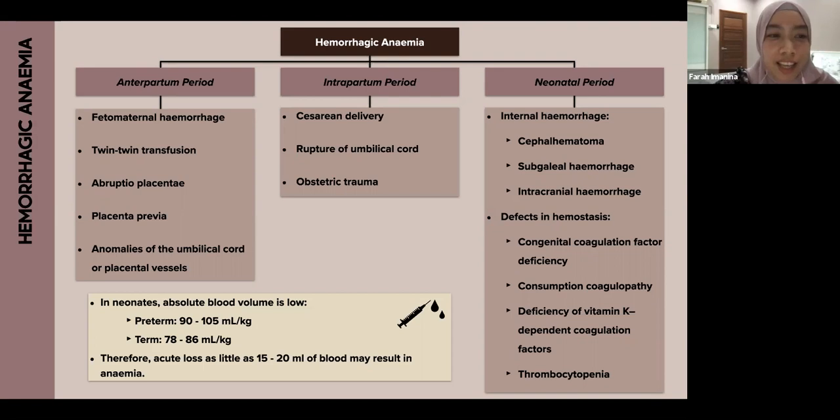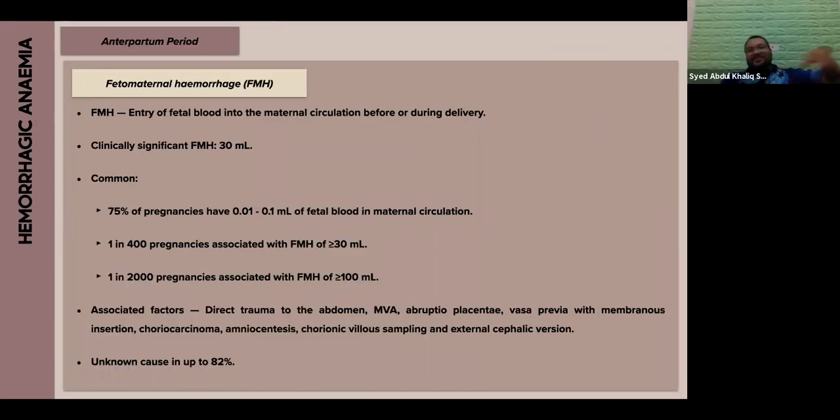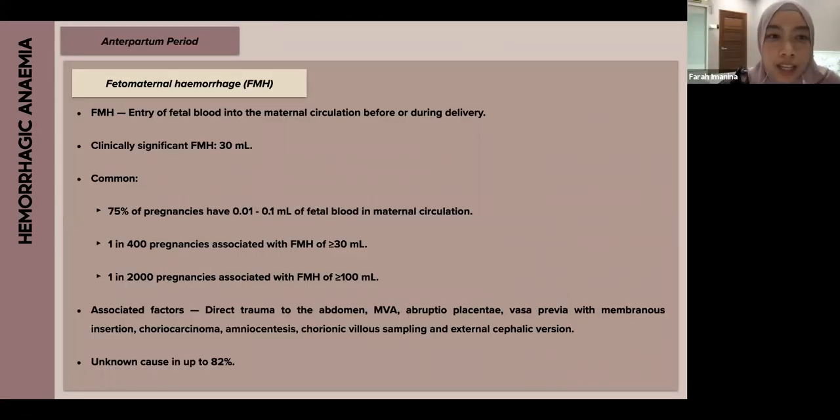So I proceed. The first possible cause of neonatal anemia that can occur in the antepartum period is the fetal-maternal hemorrhage, or FMH. FMH is the entry of fetal blood into the maternal circulation, which can occur before or during the delivery process. The amount of fetal blood considered significant inside the maternal circulation is 30 ml or more.